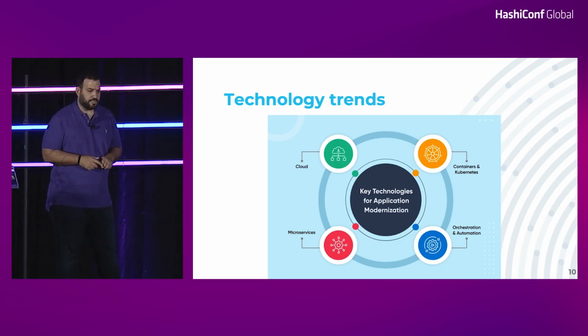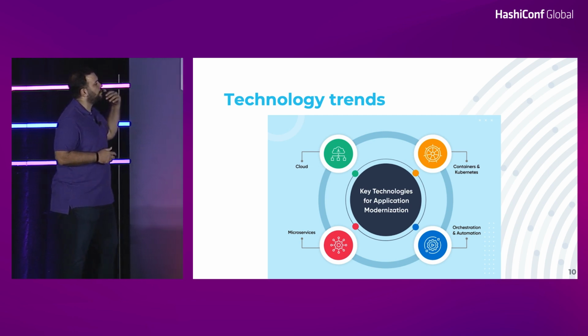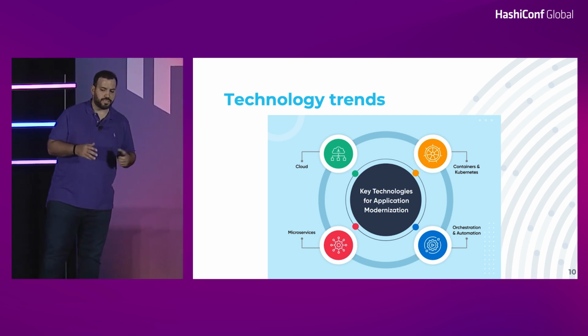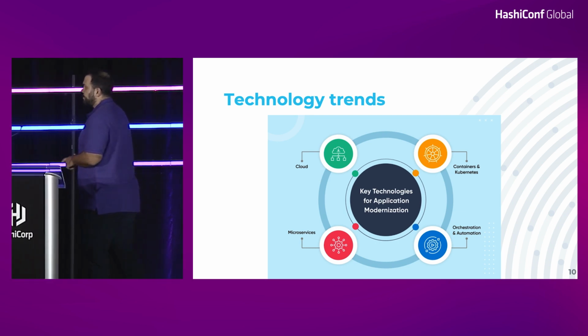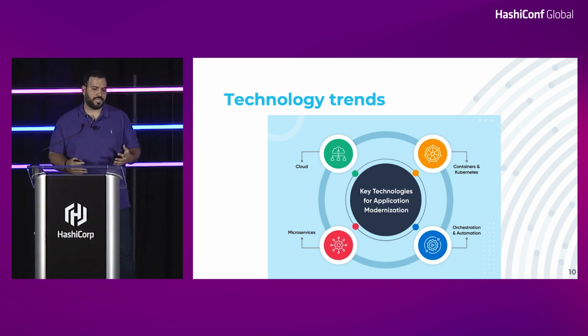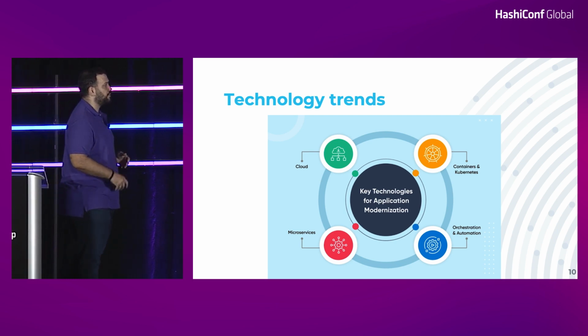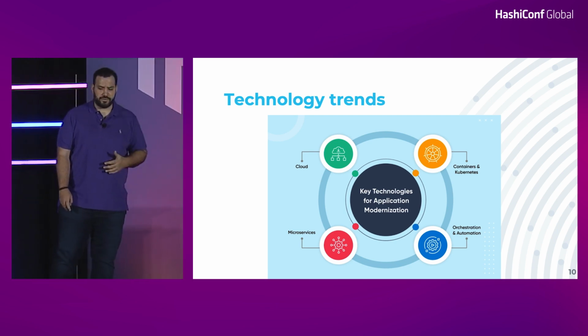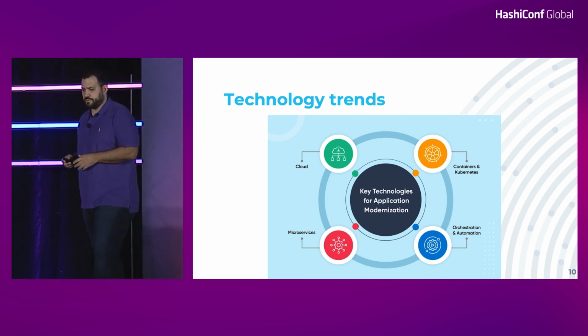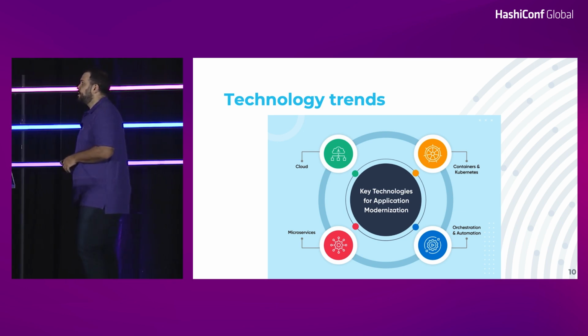Some common trends. Probably the biggest trend around modernization is moving to the cloud. And nowadays we talk even about more complex setups like hybrid and multi-cloud environments. Also, we're talking a lot about microservices, containers, Kubernetes, distributed systems, and distributed architectures. And also we're looking to automate everything, to reduce toil in our whole development lifecycle.